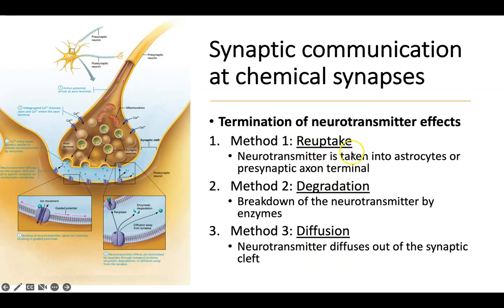We have first reuptake. This means that once that neurotransmitter is released into the synaptic cleft, it then gets quickly returned, either to the presynaptic cell, so it moves back into the presynaptic cell, or it moves into the astrocytes that are also surrounding this synaptic cleft. So that's reuptake. The neurotransmitter can also be terminated by degrading it. So this is a breakdown caused by enzymes.